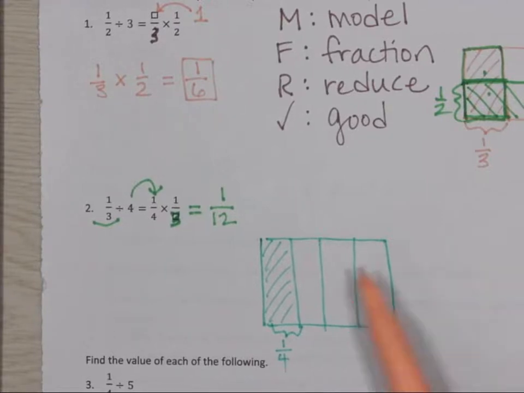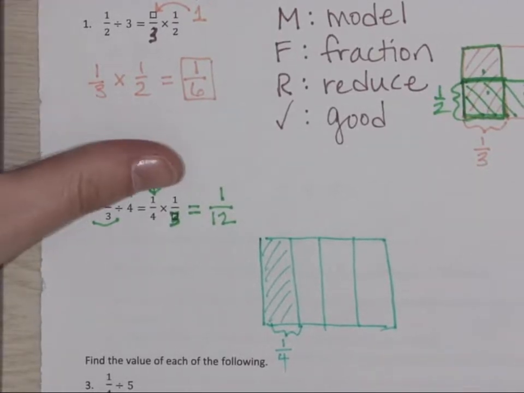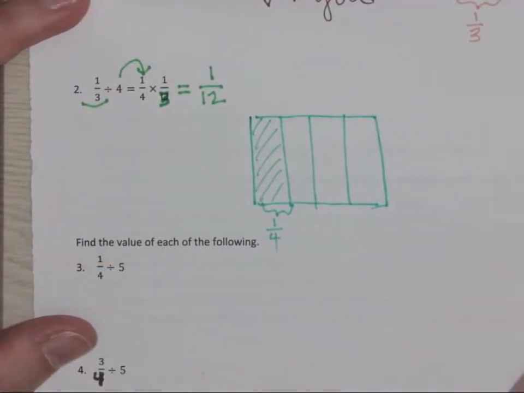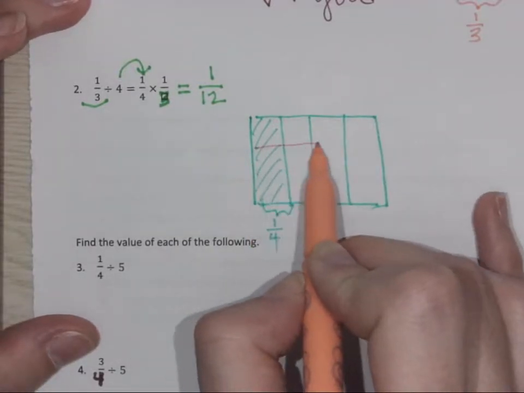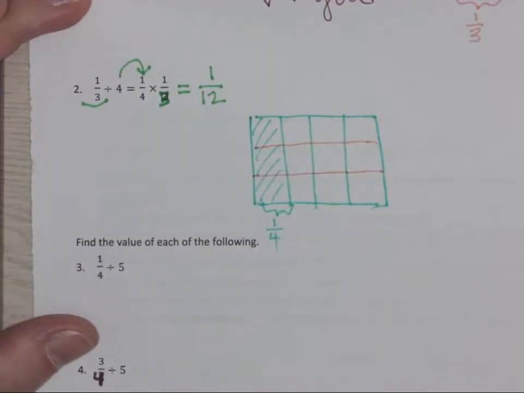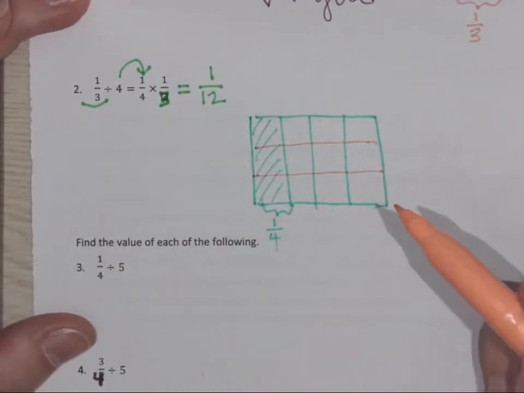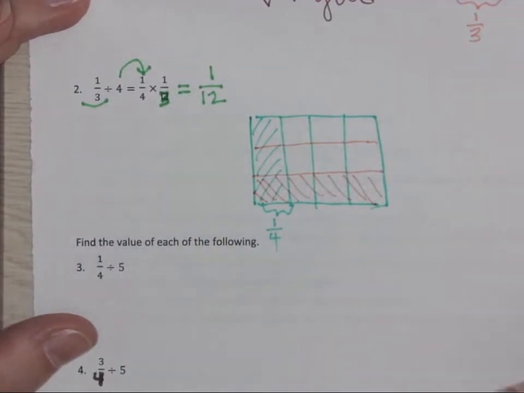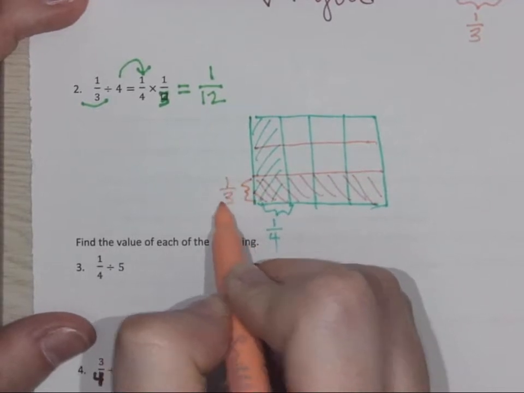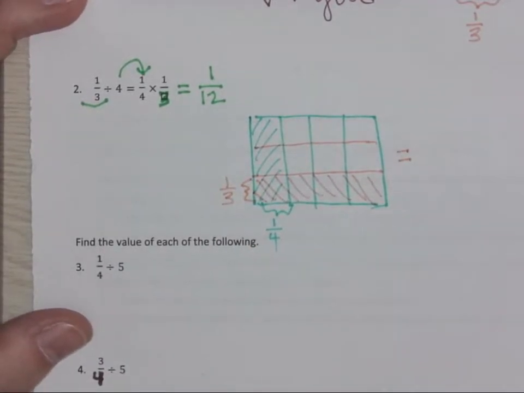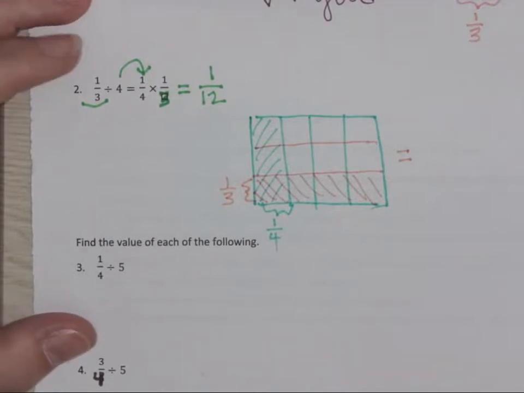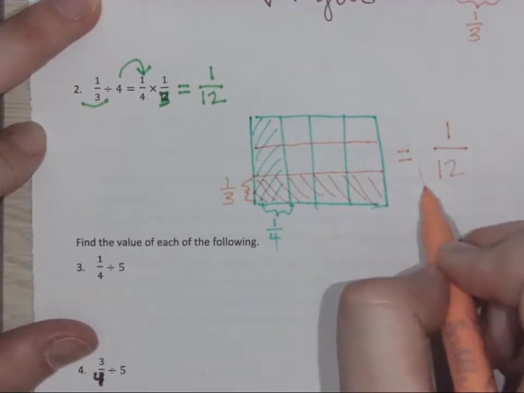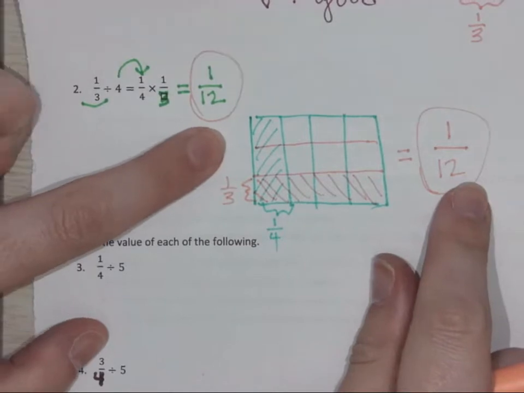Okay, let's do the other direction. What do I need to split my fourths into now, Darlie? 3, or thirds. And how many parts should I shade? 1. Label it. How many parts are shaded both blue and orange? 1. How many parts total? 12. Did we get the same answer twice? Yep.